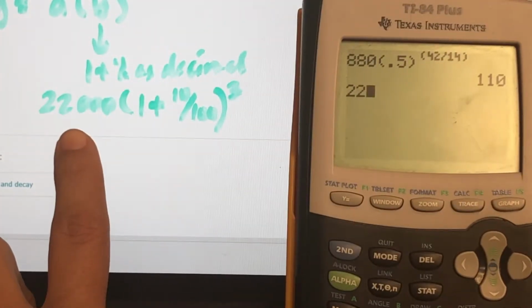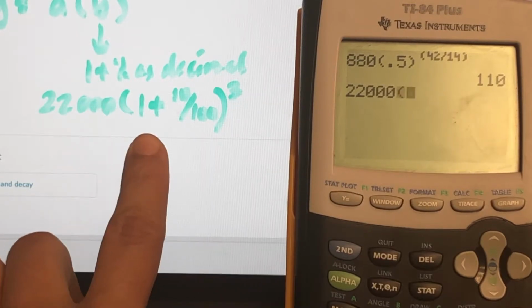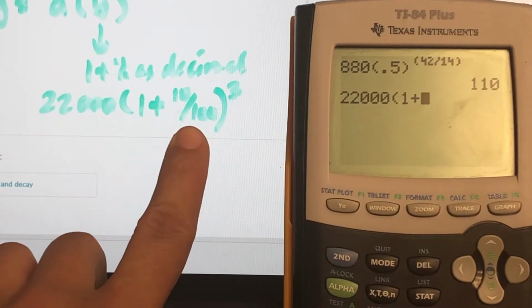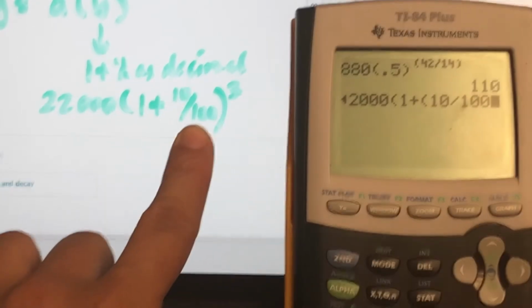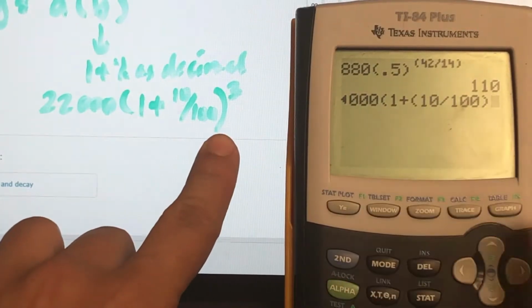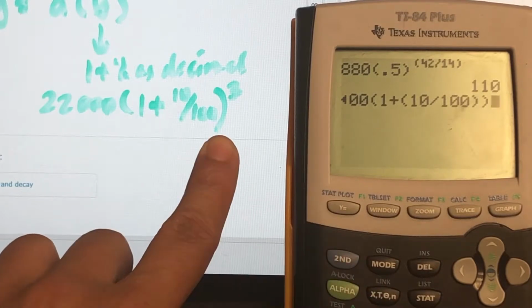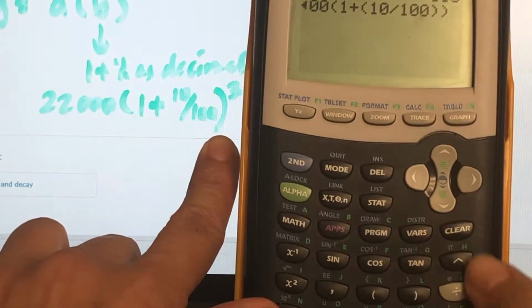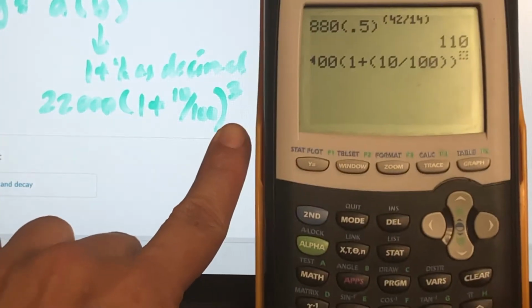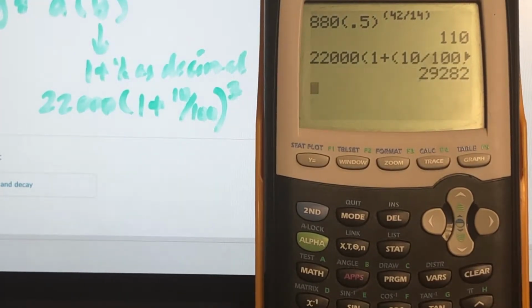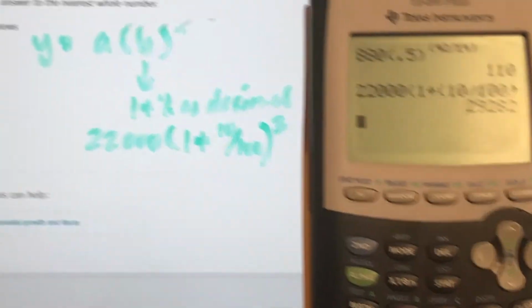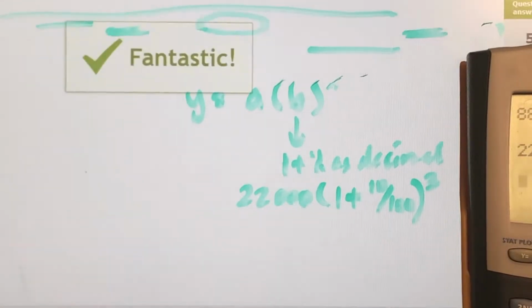So you're going to have 22,000, open parentheses, 1 plus. And then because it's a fraction, I'm going to put it in parentheses. 10 divided by 100. Close the parentheses I just opened. And then this is the next parentheses. To the power of, so again, this is the power button right here, power of 3. And your answer is 29282. So that's how many page views you will have.